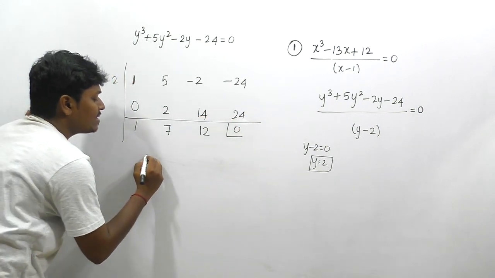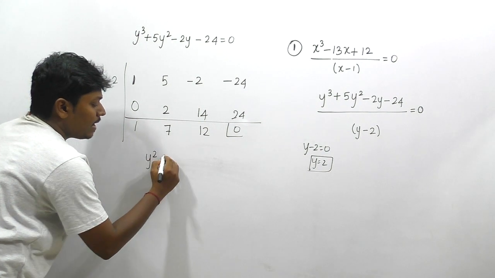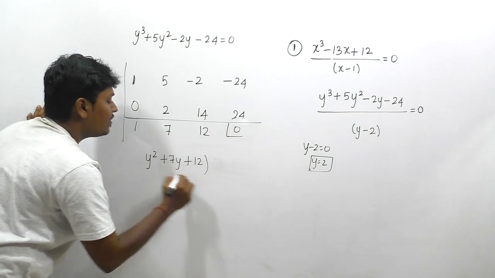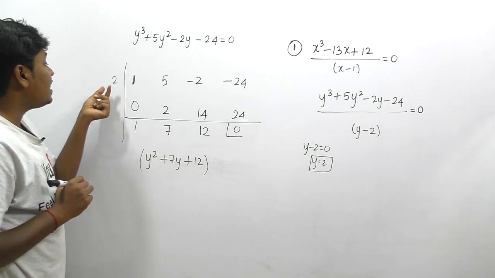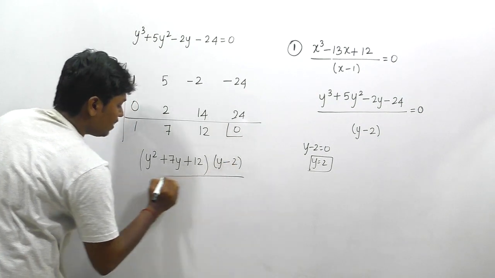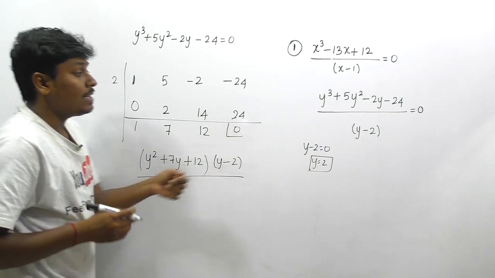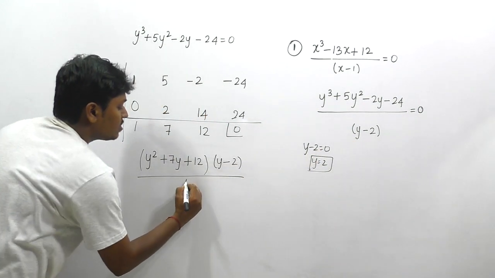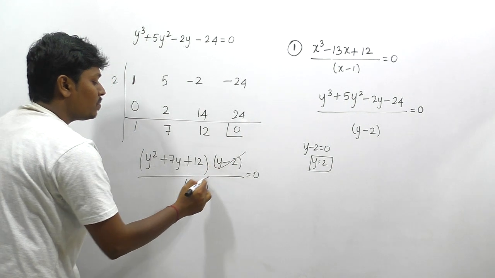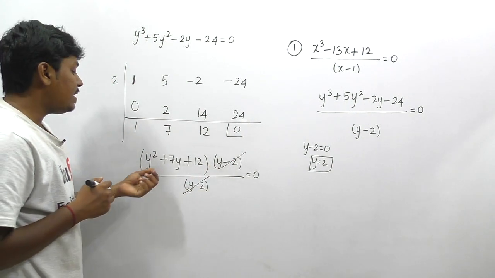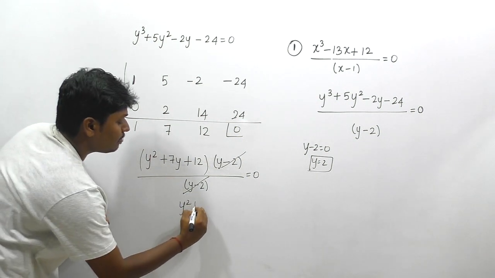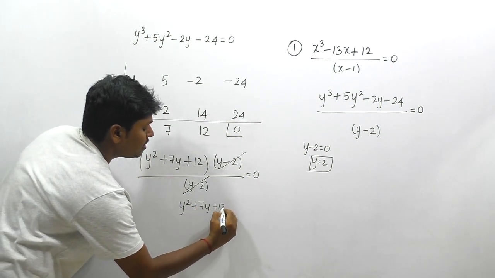So now this equation can be written as y square, and here it is 7y, and here it is plus 12. So finally we have written this equation, and we know that here it is 2. So this should be written as y minus 2 divided by, finally we found the numerator part, and the denominator part which they have given, y minus 2 equals to 0. So now we can say that y minus 2 will cancel. So finally we have obtained a quadratic equation, that is y square plus 7y plus 12 is equal to 0.